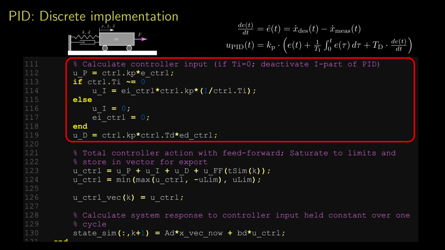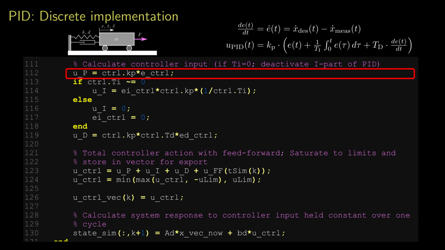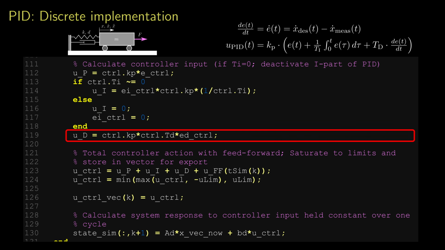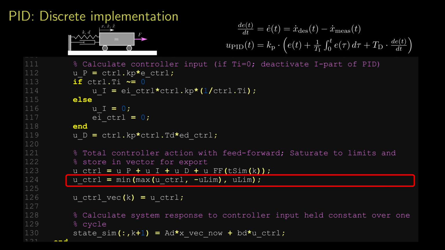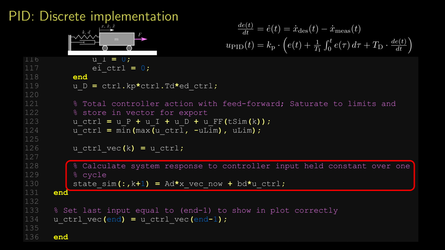Next, we calculate the required controller action for the proportional, integral and derivative part, sum them together and add a feed-forward component if one exists, and we limit the controller output to the saturation limits. Finally, we calculate a single time step. Instead of this line here, you could also run an ODE45 integrator with the dynamical equations for a single controller cycle, like I showed you in the code of a previous video, but this version here, where we use the analytical solution, is faster to calculate.